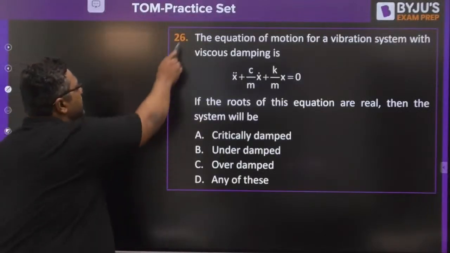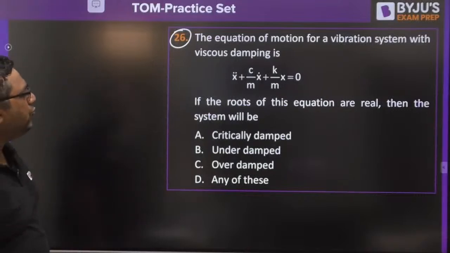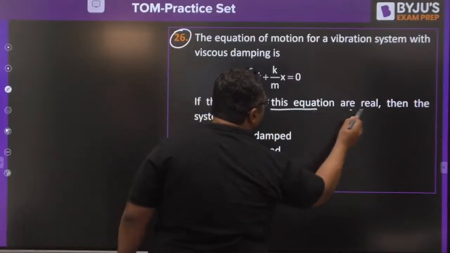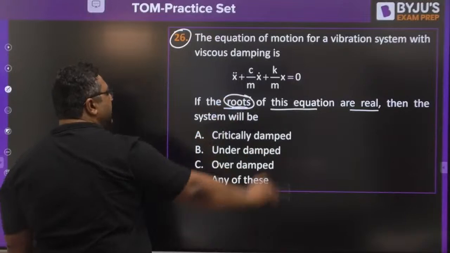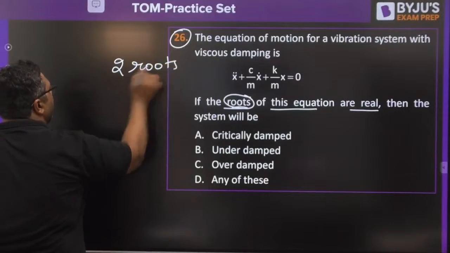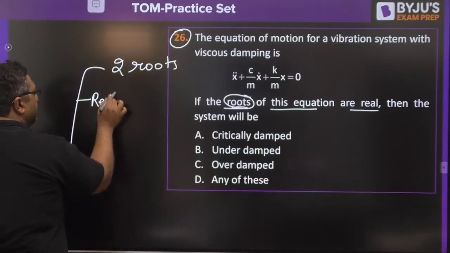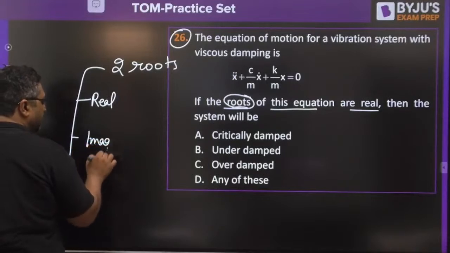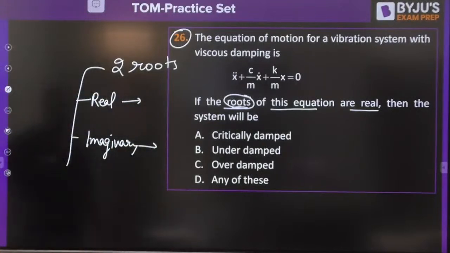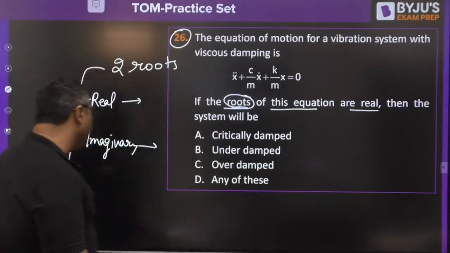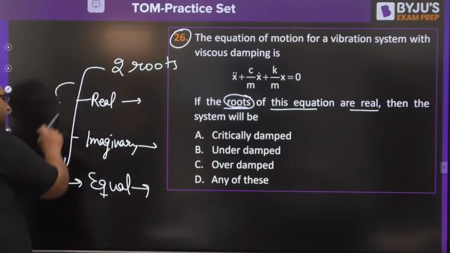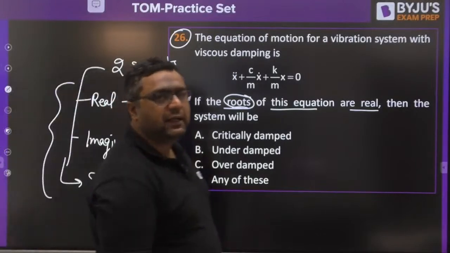Now the next question: the equation of motion for a vibration system with viscous damping is given, and the roots of this equation are real. First of all, roots are real. So when they talk about roots, there are two roots. And you know when the roots are real, when the roots are imaginary. So roots are real for which type of system, imaginary for which type of system? And if he would be saying roots are equal, they are for which type of system? Based on that, we have seen three systems: overdamped, critically damped, and underdamped.